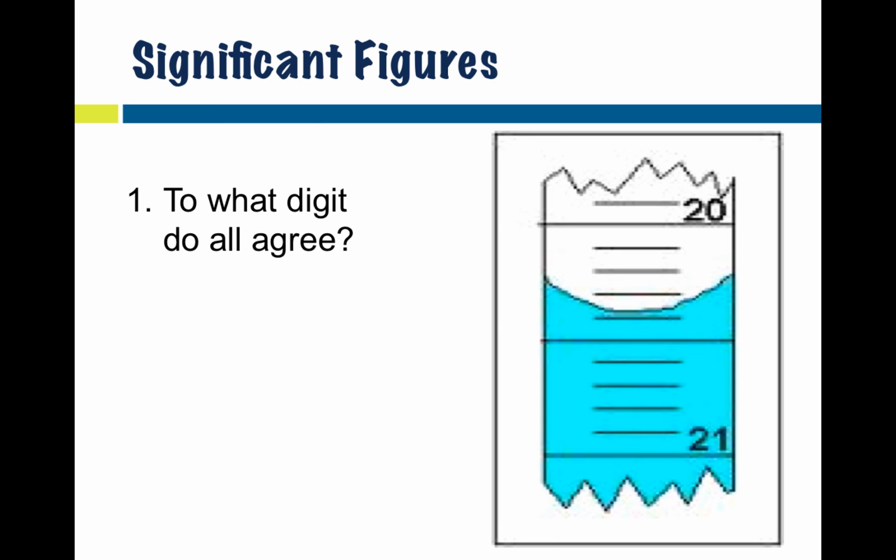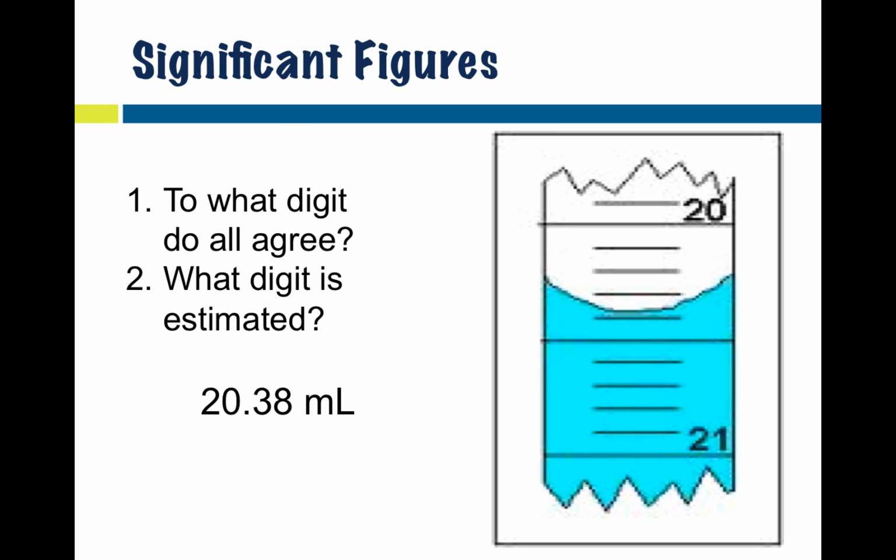So it's 20.3 and some extra. So we can all agree that the measurement is more than 20.3 milliliters. Now we need to decide what digit is estimated. Between the 20.3 and the 20.4 increment, I would say that it's reading closer to the 20.4. So I'm going to estimate a reading of 20.38 milliliters. 4 significant figures.